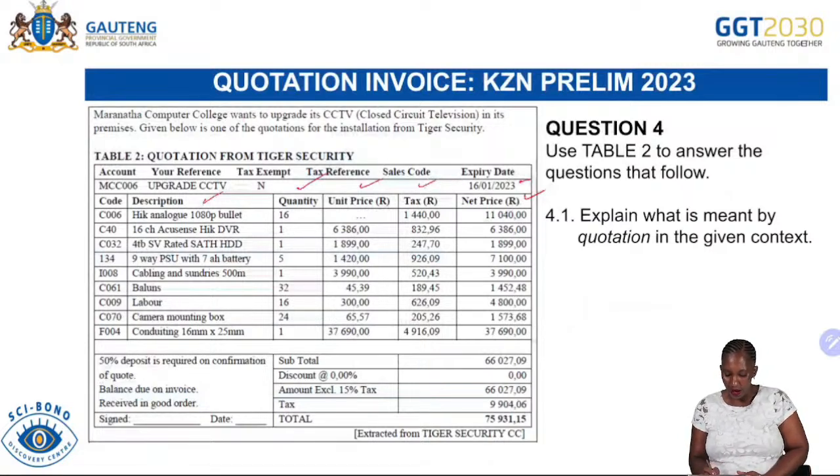And then they say again, what is the total cost, the subtotal of these items? Here's the amount, and then are there any discounts? No. As you can see, it says 00. The amount excluding VAT is this amount, and then how much VAT has been charged? 15%. It amounted to 9,000. So the total cost is 75,931 rand 15 cents. Now it says explain what is meant by quotation in the given context.